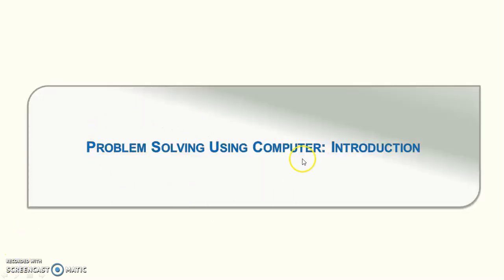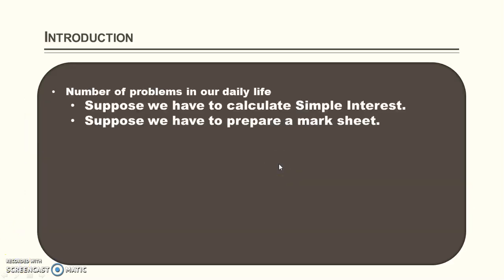Okay, so let's start with problem solving using a computer. As we know, there are a number of problems in our daily life. Suppose we want to calculate simple interest, or prepare a mark sheet. There are lots of problems that can be solved using a computer. As all of us know, a computer is a dumb machine. So whatever instructions you give to a computer, it will follow them and give you an output. That means if you give something wrong as an instruction, then you will not get the proper output.